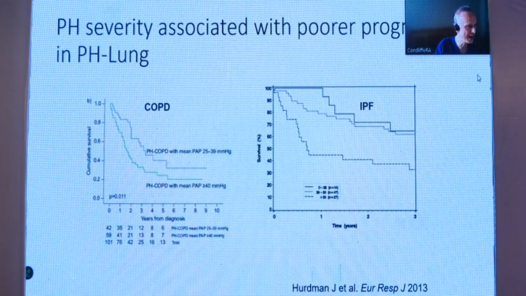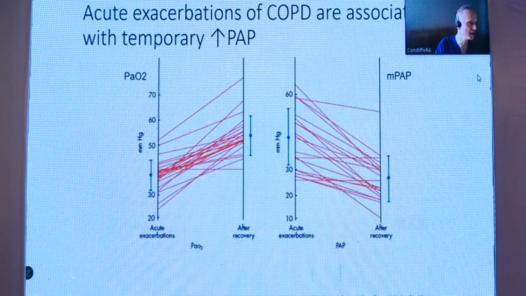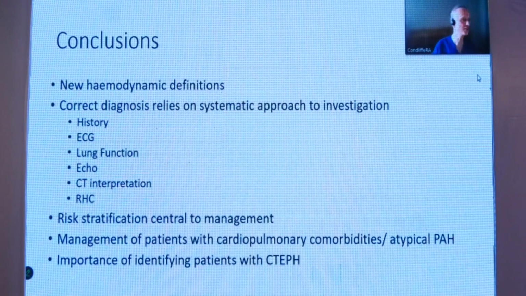We talked about the lack of evidence for treatment, apart from those patients with idiopathic pulmonary fibrosis. Just the penultimate slide, it's important to remember this is a study looking at patients with acute exacerbation of COPD. During acute exacerbation, patients become hypoxemic and their pressures go up. You can see after recovery, as the oxygenation improves, pressures come down. So try not to do an echo during acute exacerbation of lung disease, as you may get falsely elevated pressures. So that's the end of the talk.